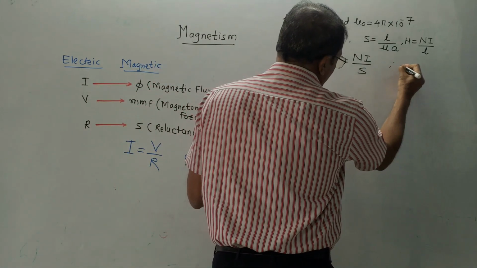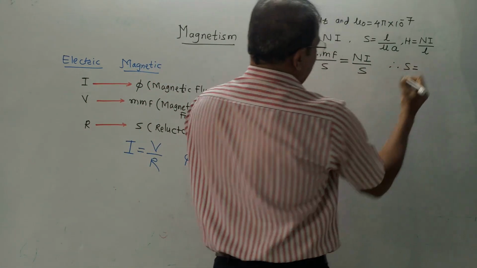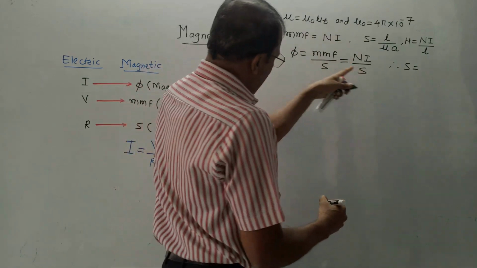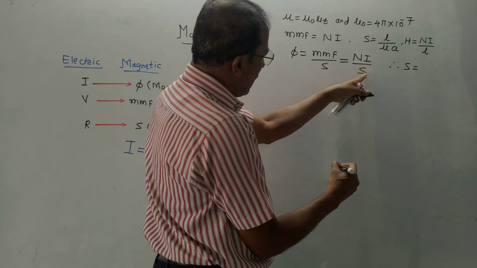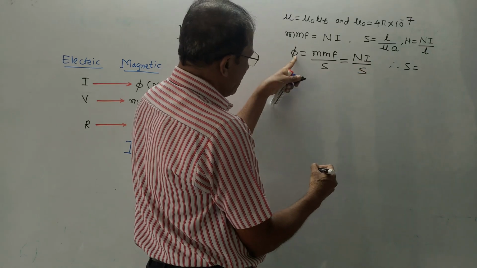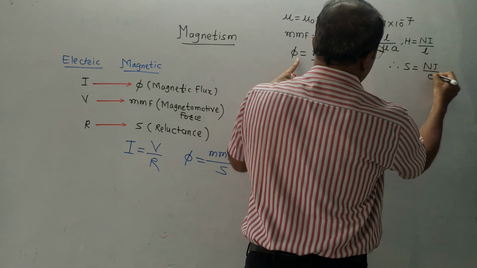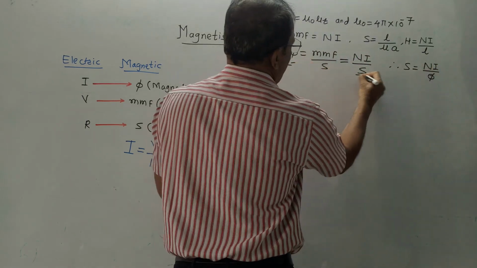If you want to obtain equation of S, that is reluctance, from this same equation, then very simple, consider phi is equals to Ni upon S. So if I will transfer S over here, S can be written as Ni upon phi. From this equation I have generated it.